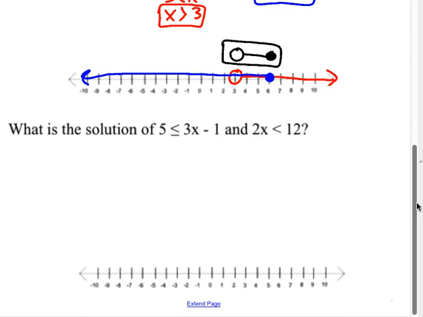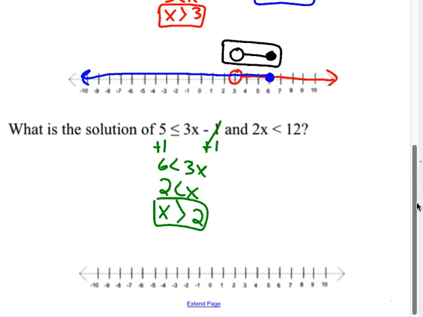So what about this one? Well, same type of deal, okay? So here I'm going to add 1 to both sides. So 6 is less than 3x. Divide by 3 on both sides. Again, it is easiest if I reverse that, which reverses my symbol. So I have this. So open circle at 2 and greater than.